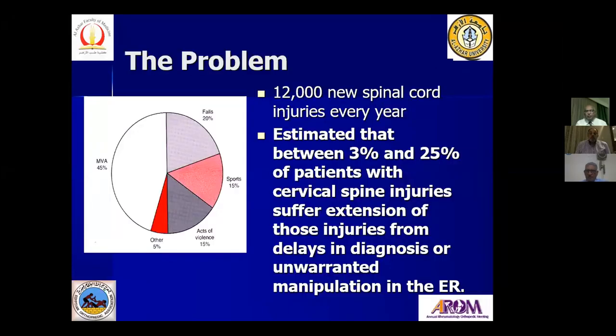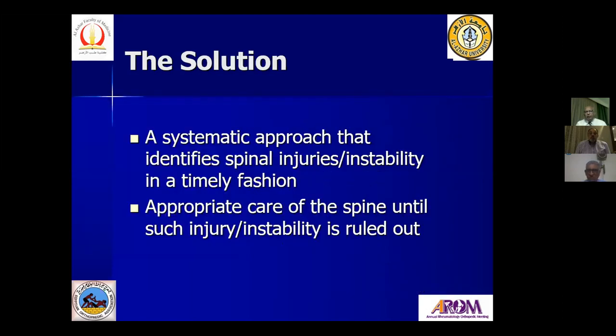The problem is about 12,000 new spinal cord injuries every year. From 3 to 25% of patients with cervical spine injury suffer extension of this injury from delayed diagnosis or unwarranted manipulation in the ER. The solution is a systemic approach that identifies the spinal injury and provides appropriate care in the spinal unit until instability is ruled out.